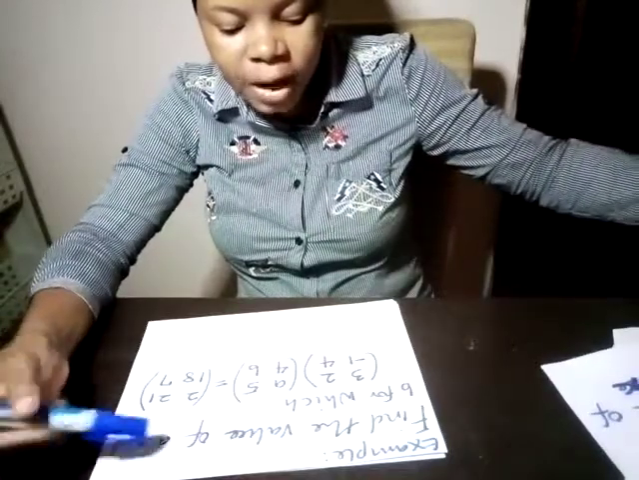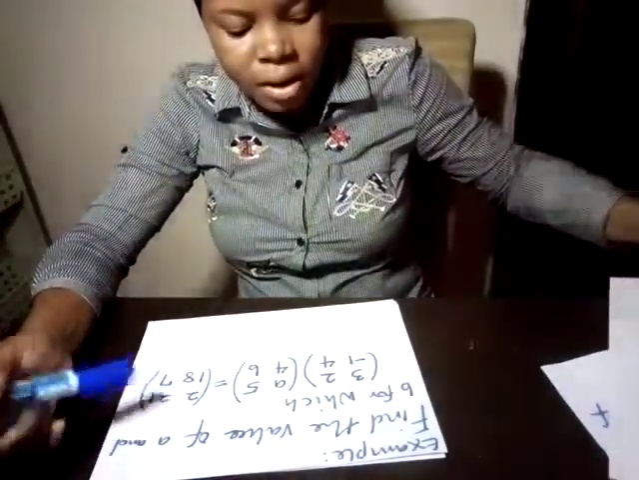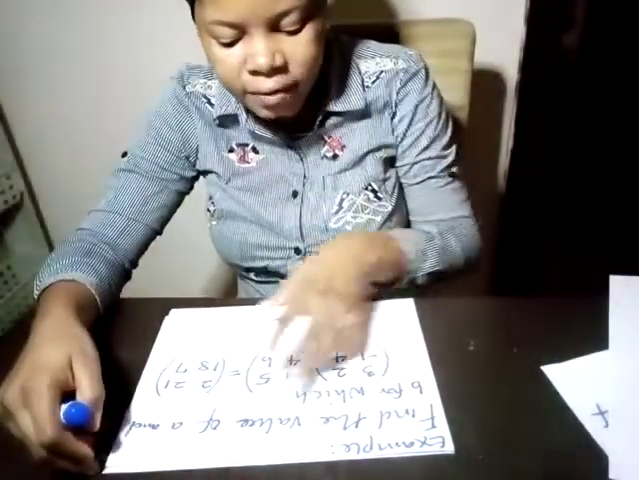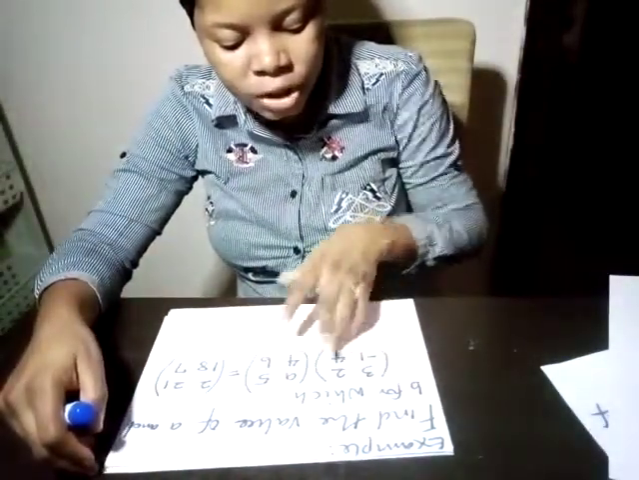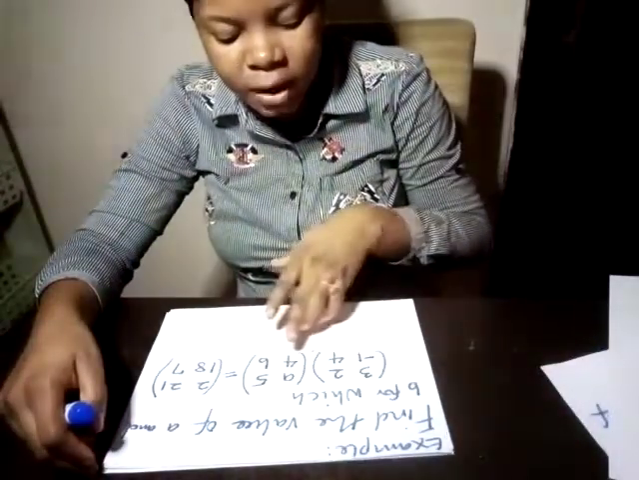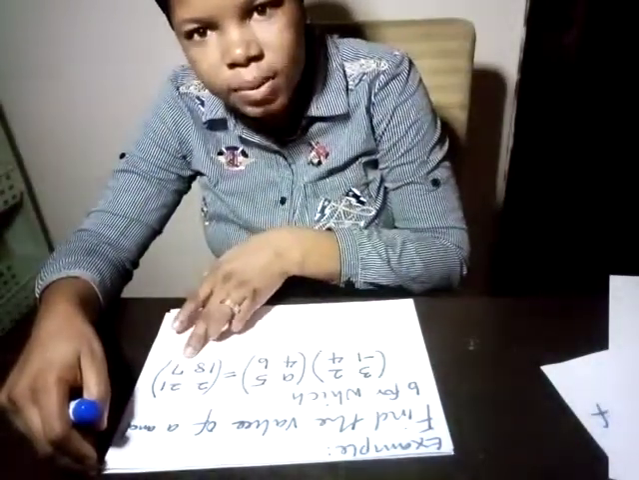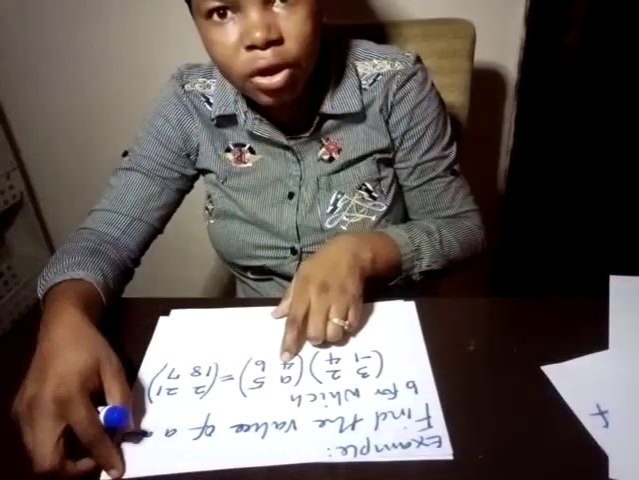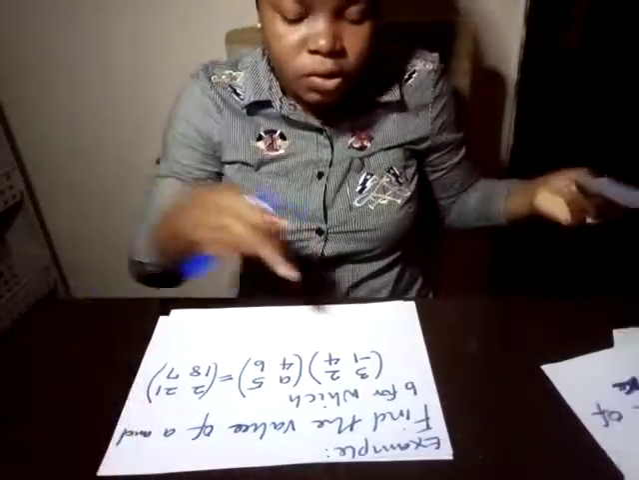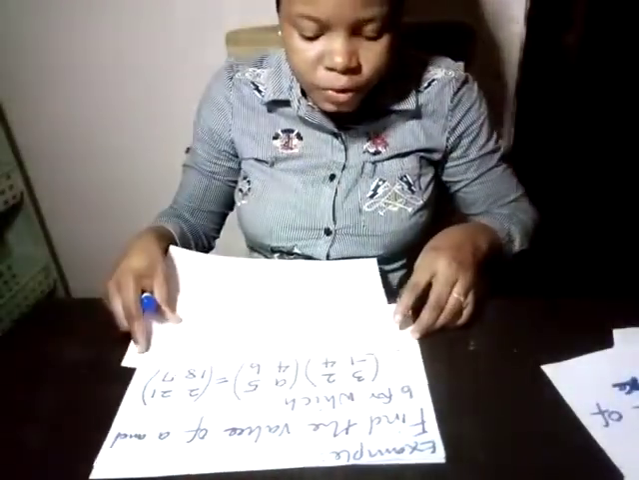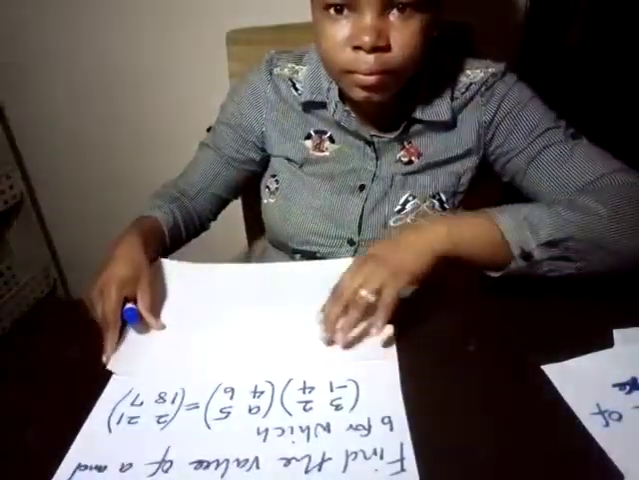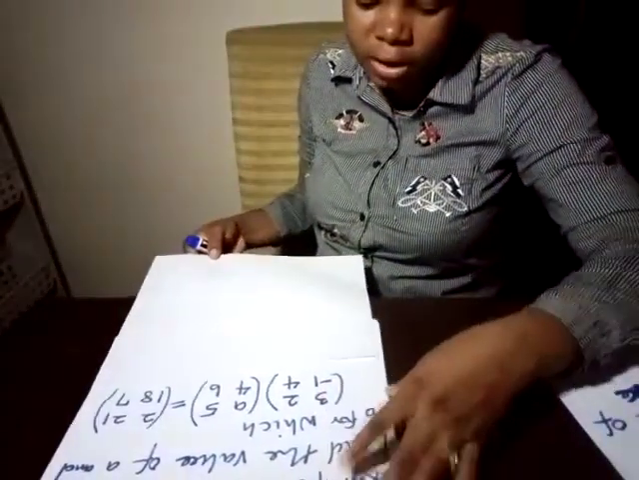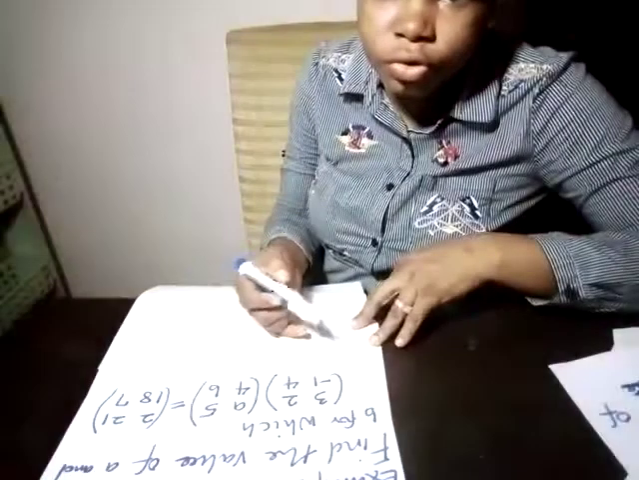So now let's look at how to solve problems under it. You want to find the values of a and b. What I have is: find the values of a and b for which this matrix times this matrix is equal to this matrix. So when you have this times this, you need to obey your multiplication rules. Let's look at the solution.